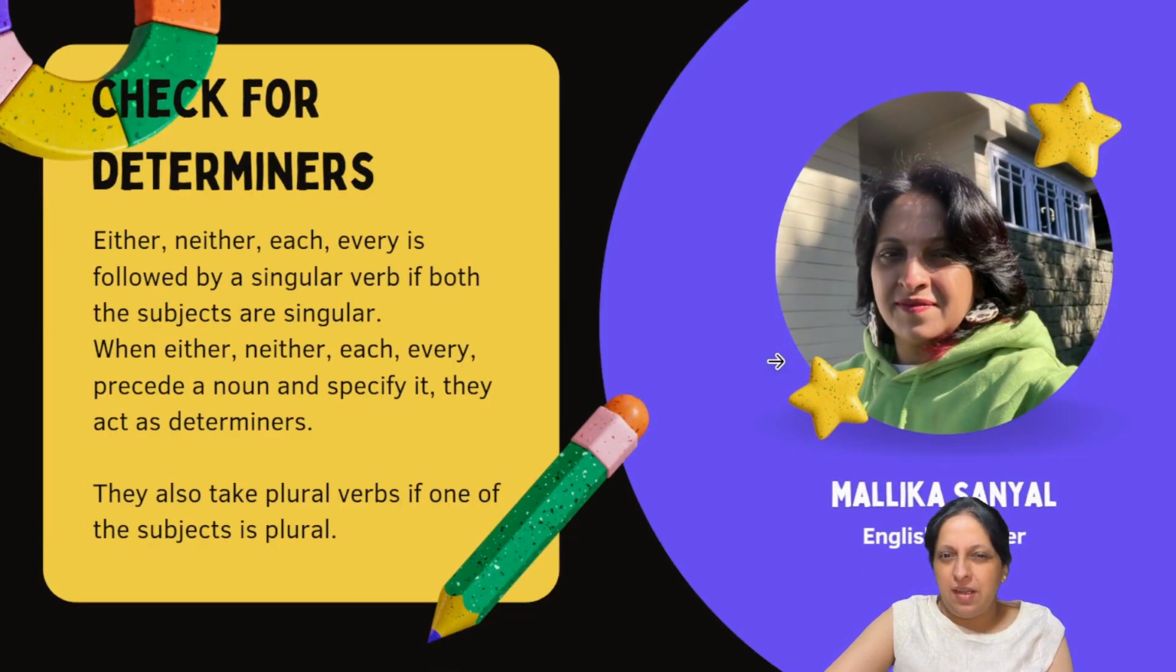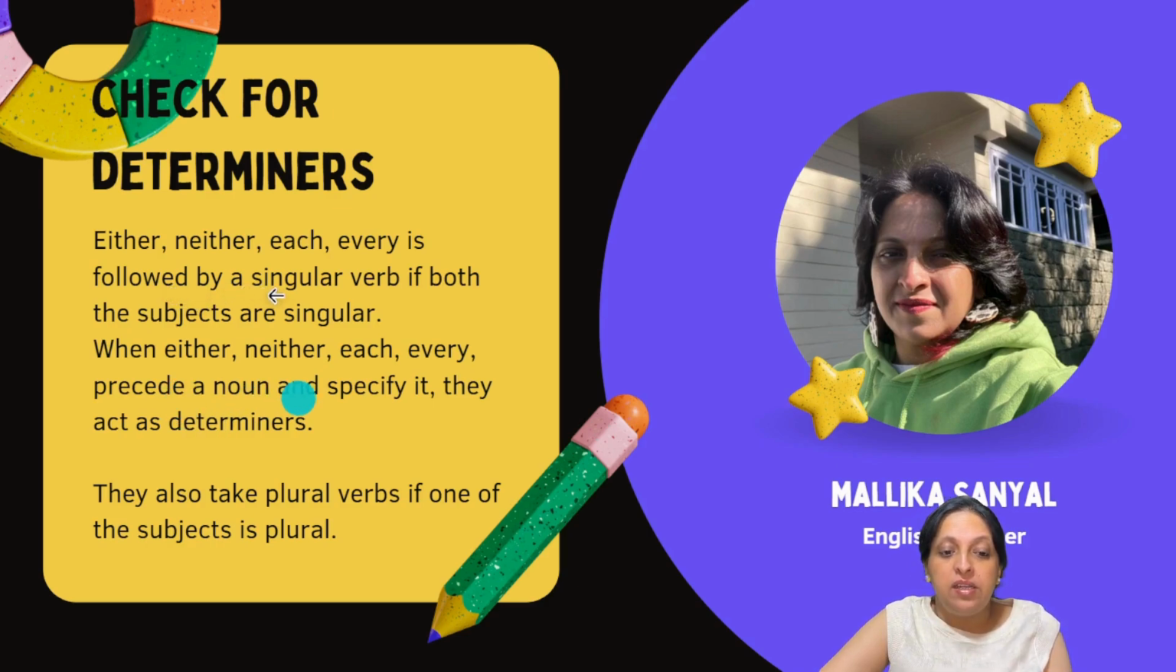So let's now understand determiners separately. We just said that either, neither, each, every are words which can be used as determiners followed by a singular verb if both the subjects are singular. So after these, we always have a singular verb, okay? And if you're talking about two subjects and one of the subjects is plural, then it is different. But if you're talking about only one subject, then we have to use a singular verb.